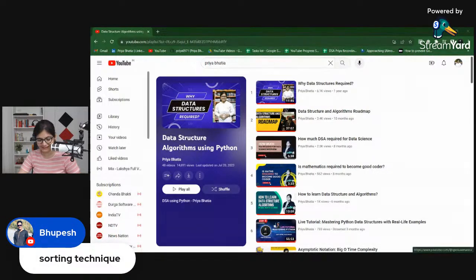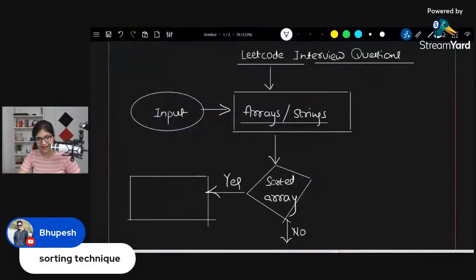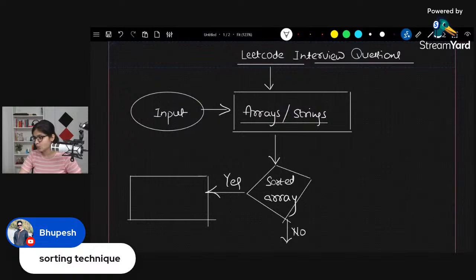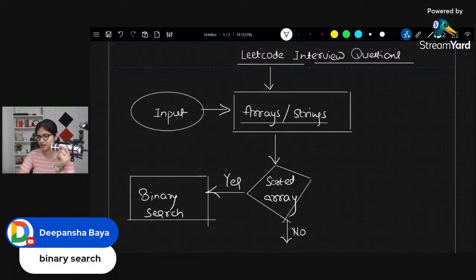Bhupesh is saying sorting technique. No, listen to my problem statement again. If you have an input array, and it is already sorted, then maximum questions on Leetcode fall under the category of binary search. As Dipansha said, maximum questions you will see belong to binary search if the array is already sorted.